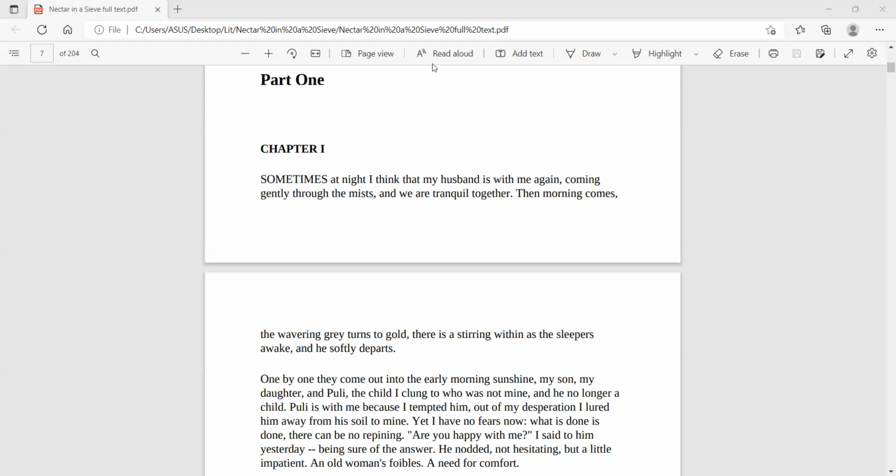And then, what is this nectar in a sieve? Now you know the meaning of nectar, you know the meaning of sieve. So what is nectar in a sieve? What is the meaning of it? Nectar, when put into a sieve, cannot be preserved, cannot be saved, right? It leaks and runs out.